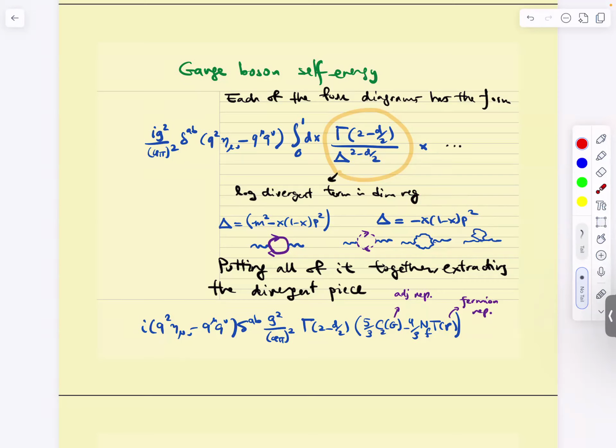Putting this all together, and extracting the divergent piece, it looks like, again, diagonal in the gauge indices. This is a structure we've seen before, transverse, and g squared, the pole at d equal 4, and then C2 of G, which comes from G being in the adjoint representation, times 5/3, minus 4/3 N_F, the number of fermions that run in this loop, with the minus because these are fermions running, and then T of R, which is fixed by the representation of the fermion. If we take them to be fundamental, anti-fundamental, then this would be half, right?